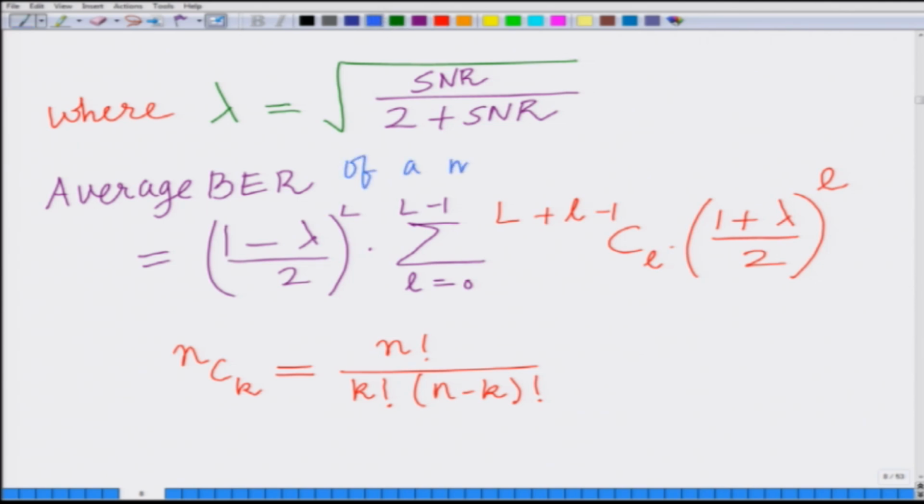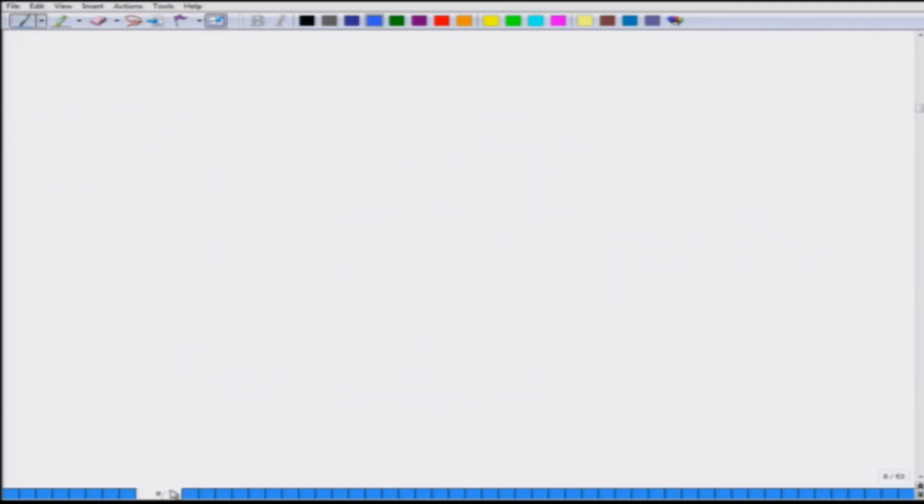And therefore, this is the average bit error rate expression for a multiple antenna system. It is important that you understand this, because we are going to use this expression fairly frequently in our analysis of wireless communication systems. For instance, let us simplify this for L equal to 2, that is a 2 antenna system.